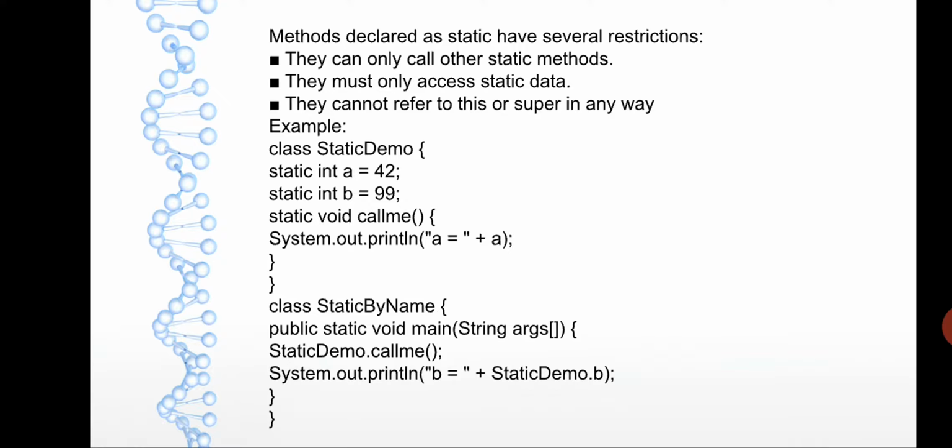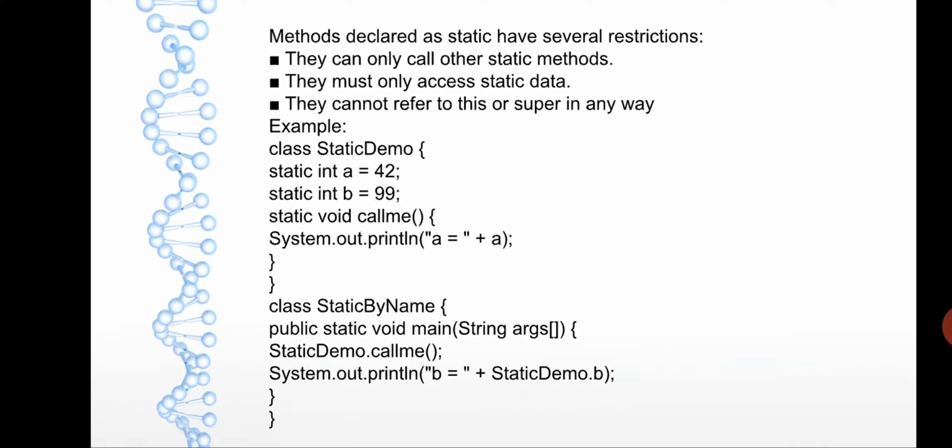You have one method also, static void callMe. Inside callMe you have System.out.println printing the value of a. Now you have one more class, StaticByName. Inside that you have the main method. You are not creating an object for the StaticDemo class at all. You are directly using the class name dot the callMe method, just calling it directly. So 42 will be printed.